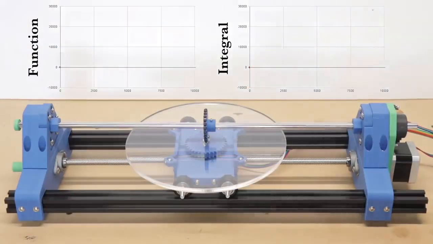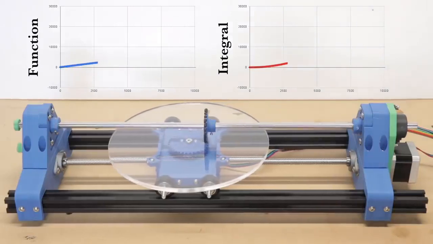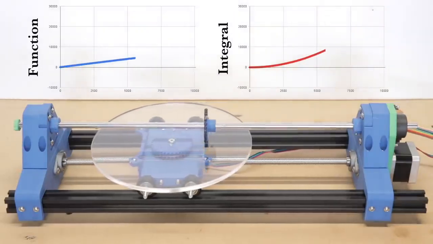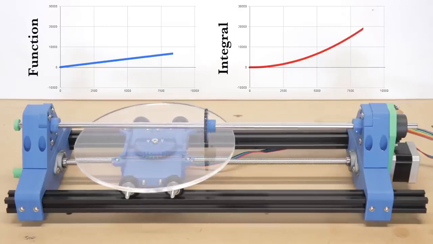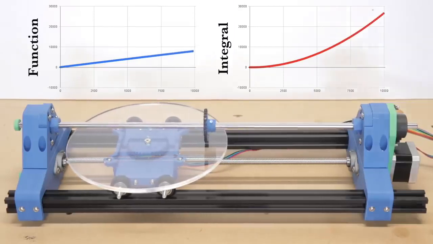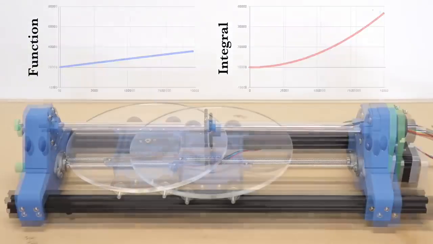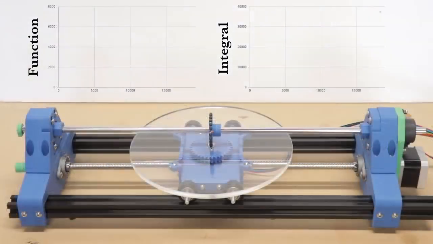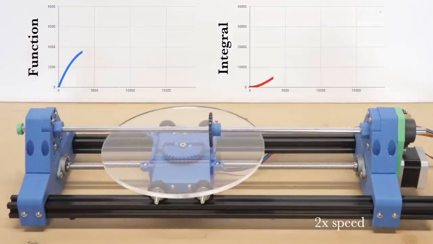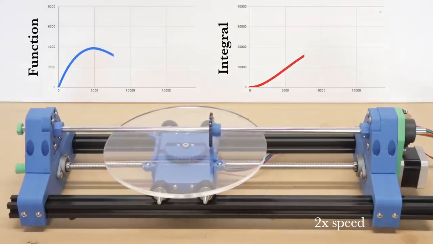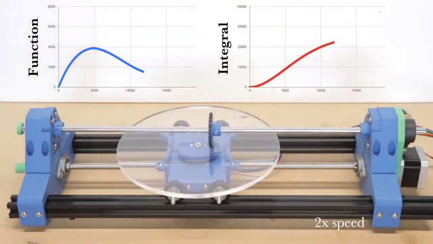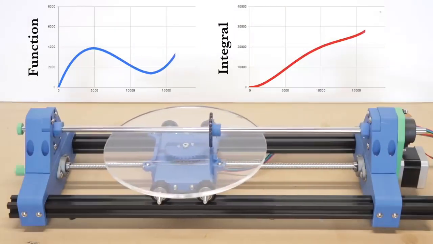Now our function is a linear slope starting at 0. With the rate of rotation increasing linearly, the integral grows at a constantly increasing rate, taking the form of a quadratic. Here the integrator is graphing the third degree function that we looked at earlier. The integral over time is a fourth degree polynomial.